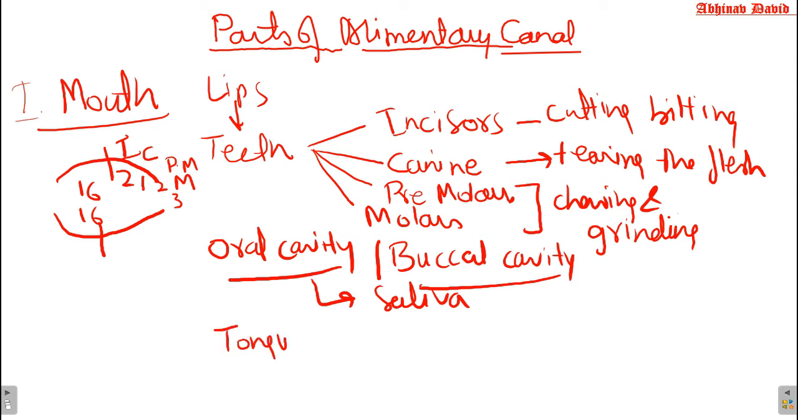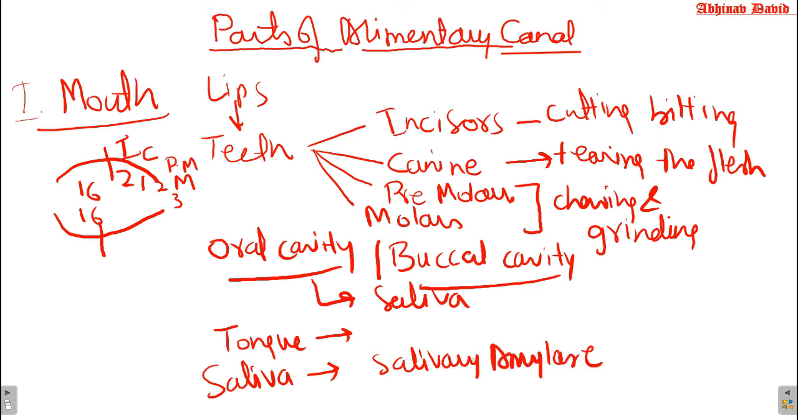Now the tongue is a muscular organ which helps in mixing the food with the saliva, helps in chewing, helps in swallowing, and helps in talking also. So these are the different functions of the tongue. You can note it down. And then finally we have saliva. Now saliva is a digestive juice which contains an important digestive enzyme called salivary amylase.